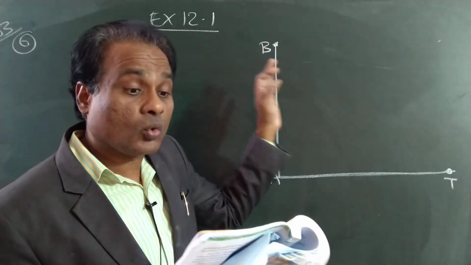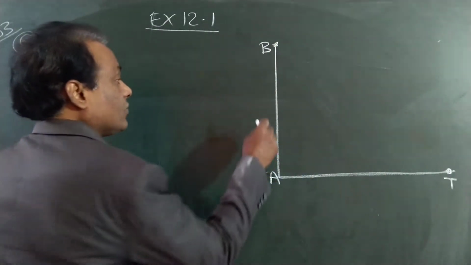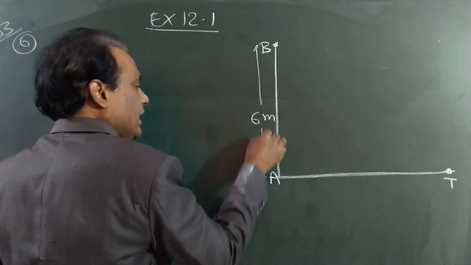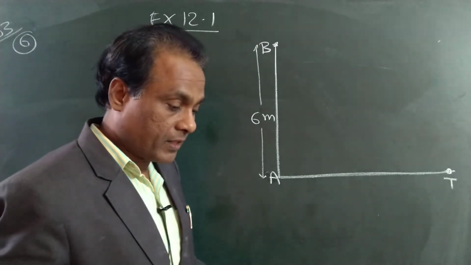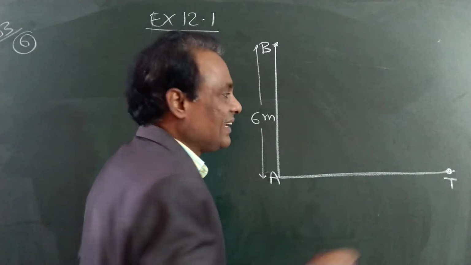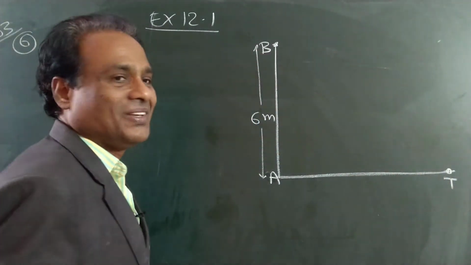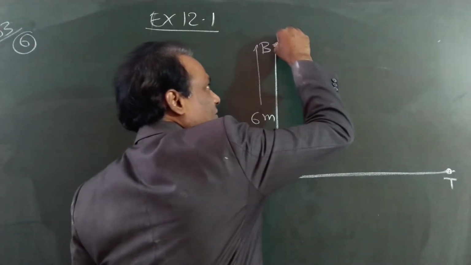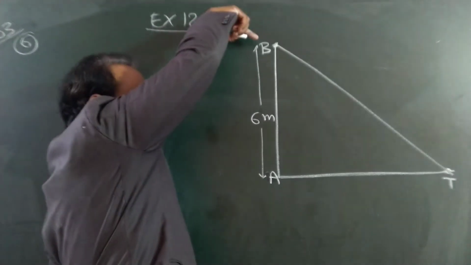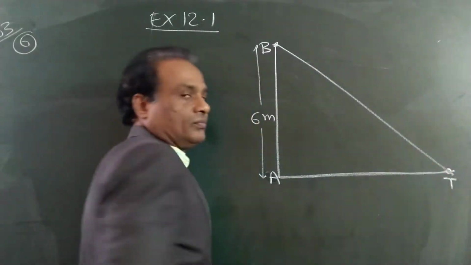Suppose you are shooting an arrow from the top of the building at a height of 6 meters. This building is 6 meters. Building height is 6 meters, to a target on the ground. Where is the target? Target is on the ground. This is the target. So we are shooting like this, straight reaching the target, shooting the target with the arrow like this.